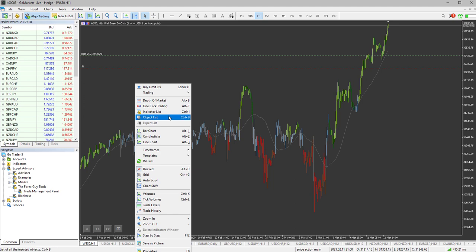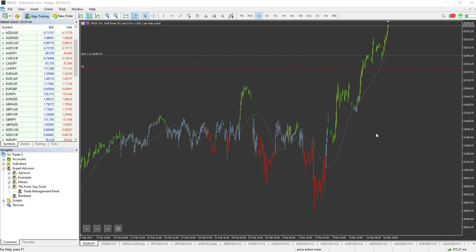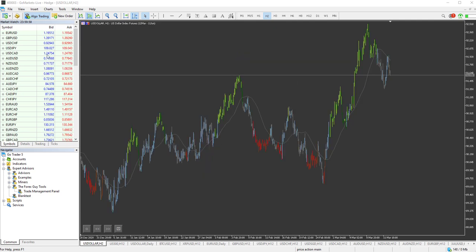For MT5, if we go into our indicator options, you have the enable history downloader set to true there. Just turn that off if what I'm about to show you bothers you. Let me just delete my history and I'll come back and show you. So I deleted all my history.